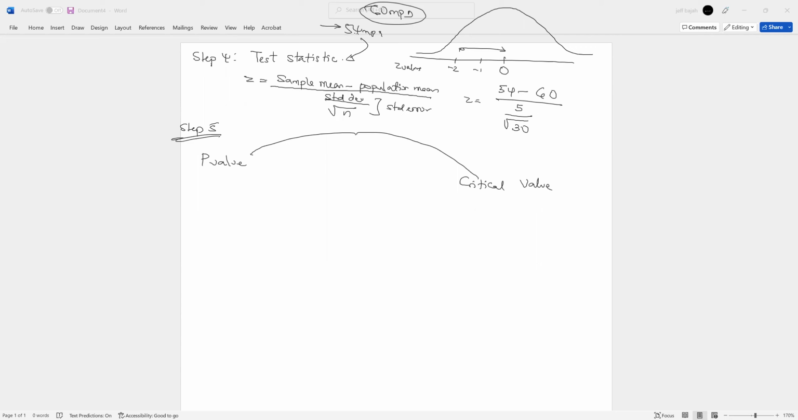So you compare that to your level of significance. Remember, your level of significance is the highest risk you're willing to take. So you compare your p-value to the level of significance. If your p-value is less than the level of significance, then you reject the null. But if your p-value is greater, then you fail to reject the null. All right, so how do we find the p-value?